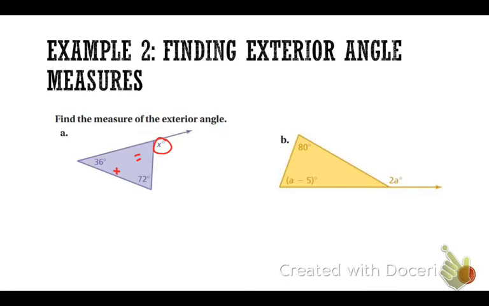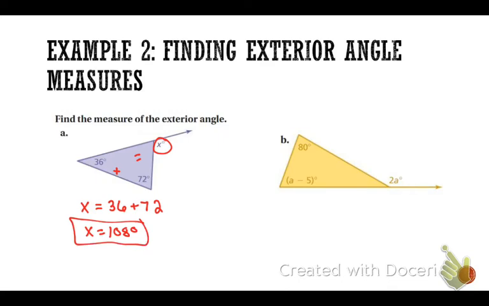This is how it looks in an equation. So x equals 36 plus 72. Equals 180? No, it doesn't equal 180. This is exterior only. Exterior says that the exterior angle is equal to the sum of the two interior angles not touching it. What's 36 plus 72? 108. So my exterior angle is 108. That's it. That's all I do.